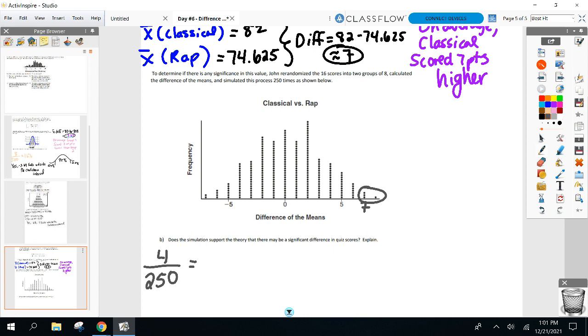About what percent here? 1.6%. We keep doing the same thing. Is that a significant number, that 7? Significant or not, by random chance or not by random chance? It is significant, correct, because it falls outside our 2.5% window.